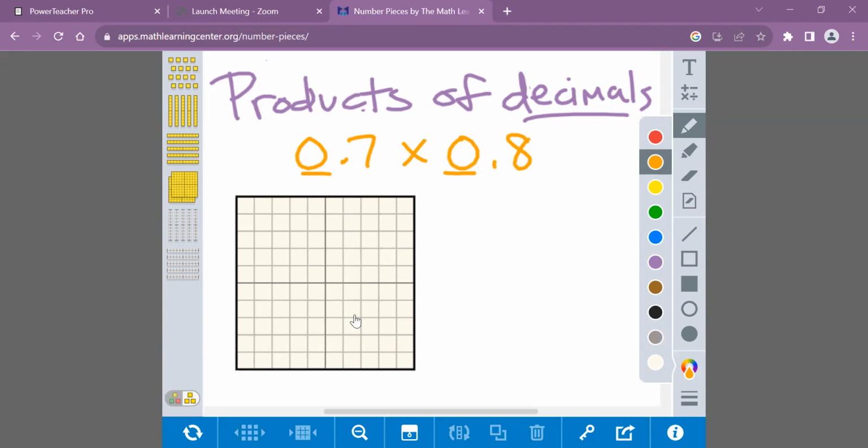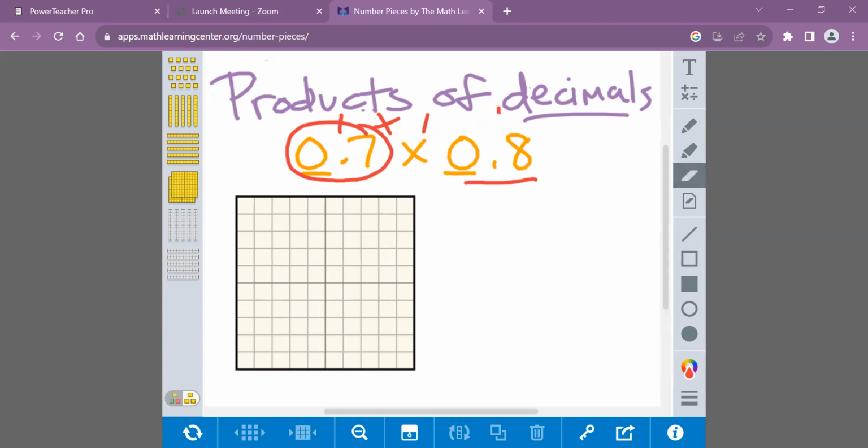So for starters, if we thought about doing some form of estimation, that's where this gets tricky. I could round both of these to 1, and that means it's about 1, and then what? I don't even know where to go from there. If we think about the concept of repeated addition, that means I have 7/10 groups of 8/10. I don't even know how to put that together as repeated addition. How do you show 7/10 of 8/10? That didn't even compute in my brain right now. That actually does not make sense.